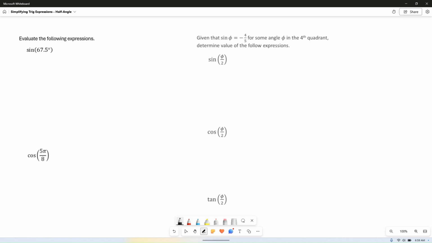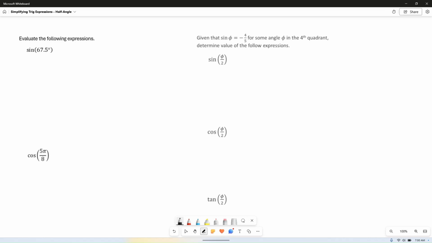Let's look at some examples of simplifying and evaluating some trig expressions. In this first example, we want to compute the value of the sine of 67.5. Right off the bat, we should realize that 67.5 is not one of our nice unit circle values. So we could try using a different identity to compute it, but unfortunately it's going to be difficult to do using a sum or difference identity.